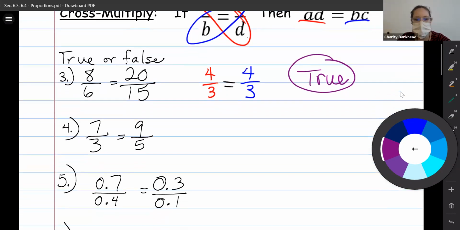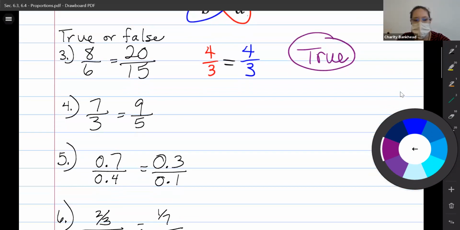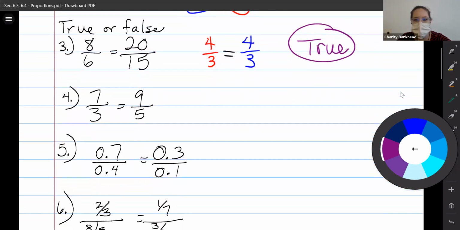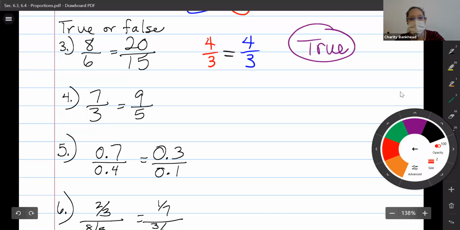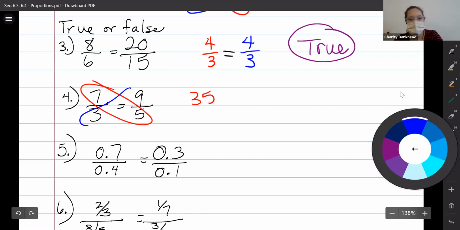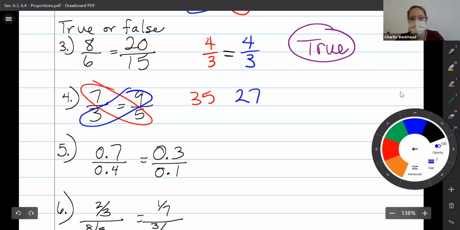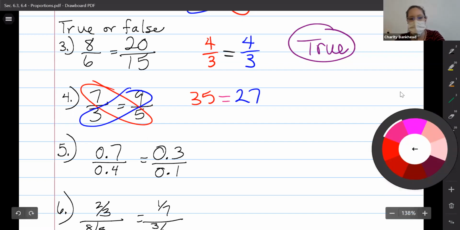And on number 4, both of those fractions are already reduced, so it's obvious that they're not equal to each other. So I know this is going to be false. I could also show it by cross multiplying, though. It wouldn't be very hard to show. 7 times 5 is 35, and 3 times 9 is 27, and obviously those are not equal to each other, so therefore it is false.